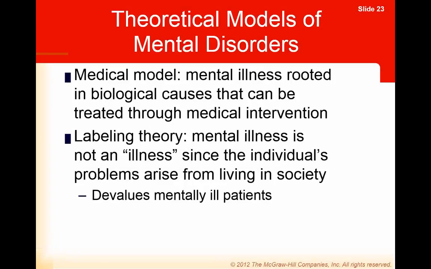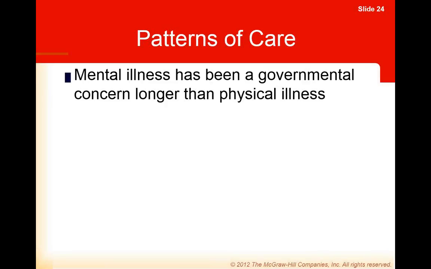But when we think about the medical treatments that have been very effective, oftentimes labeling theory devalues mentally ill patients by saying it's not necessarily that they need treatment, it's just that they're living in society. So that becomes problematic. When we think about mental illness, another reason it's stigmatized is because it hasn't always been referred to as mental illness.